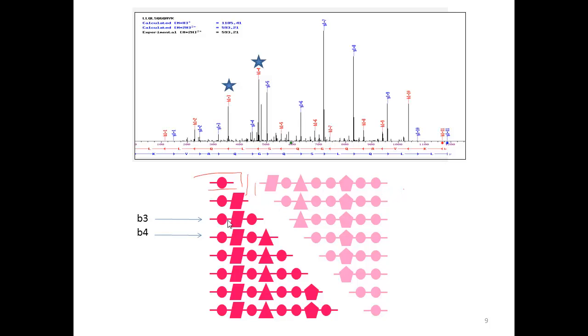And let's look very carefully at the B3 ion and the B4 ion, which I've indicated by stars here. If we look at what's going to be different between these two, we're going to see that the difference is this amino acid. So when we look at the m over z's, the difference between this m over z and that m over z is going to be the 4th amino acid.